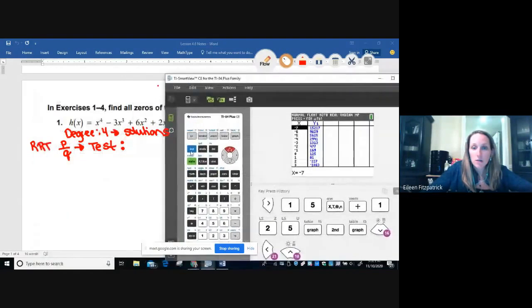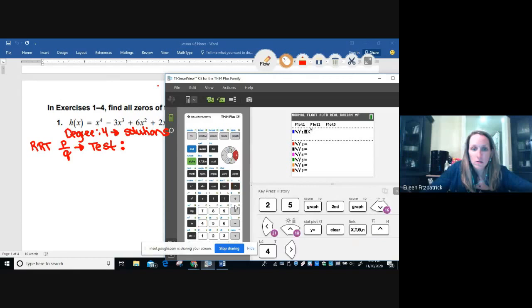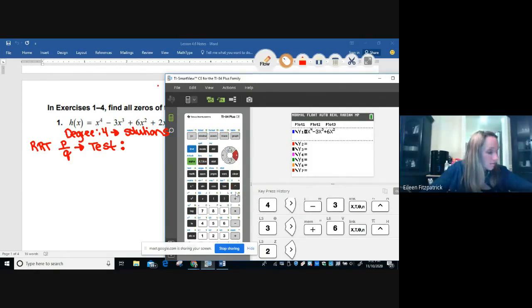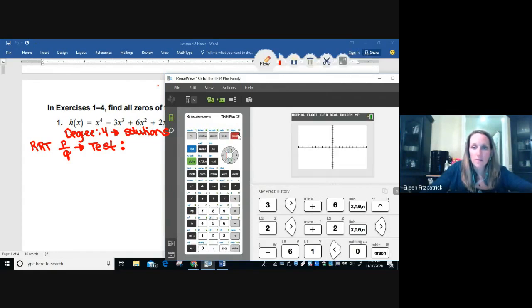Pull this over here, y equals, clear this out. All right, so I have x to the 4th minus 3x to the 3rd plus 6x squared plus 2x minus 60. Oh, not 61, 60. Okay, I'm going to graph it.